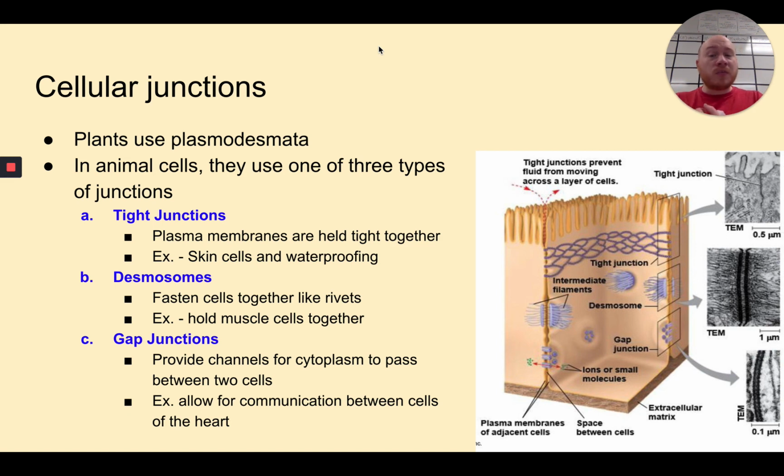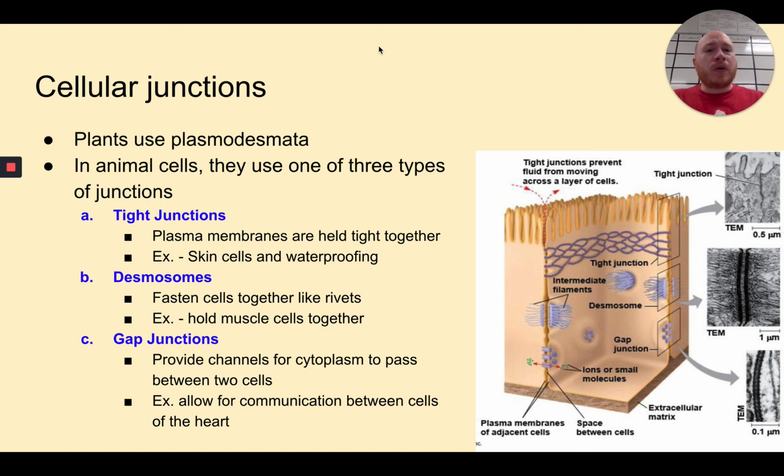There's the desmosomes, which fasten cells together like rivets, and they're what help hold our muscle cells together. Because if you flex your muscle, what's going to happen is if they don't hold together, your muscles are going to pull apart, and that wouldn't end well. We want our muscles to hold together.